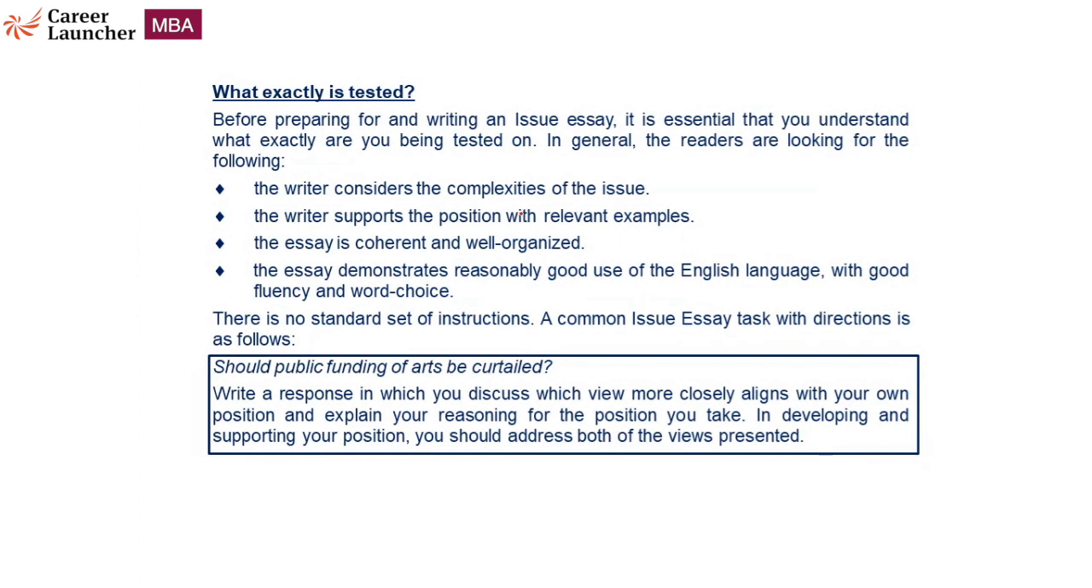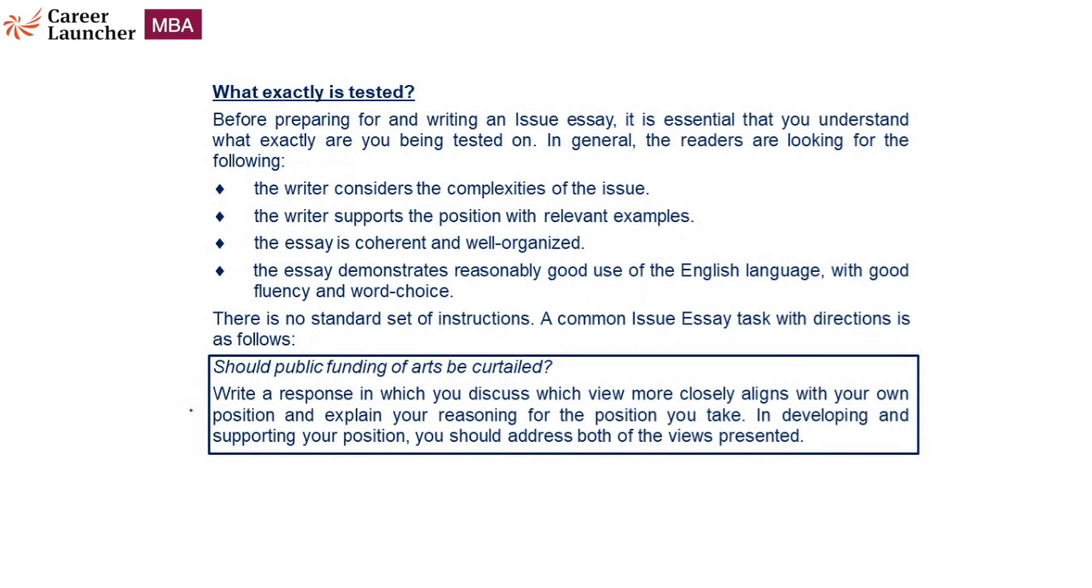There is no set of instructions as discussed earlier. We don't really have a lot of clarity about what sort of topic we're going to have. But a common issue essay task has the following direction. So you will find the topic. It's going to be a binary topic. For example, it could be something as abstract as should public funding of arts be curtailed?